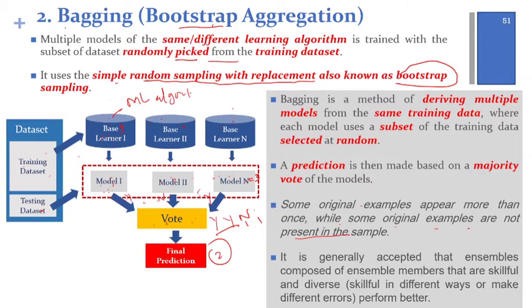Another very important point is that it is generally accepted that an ensemble composed of members that are skillful in different ways, but also diverse, works best. They are skillful and diverse. That is, they have good modeling capability, and the accuracy is acceptably high. At the same time, they are diverse. That is, the models are not learning the same thing.